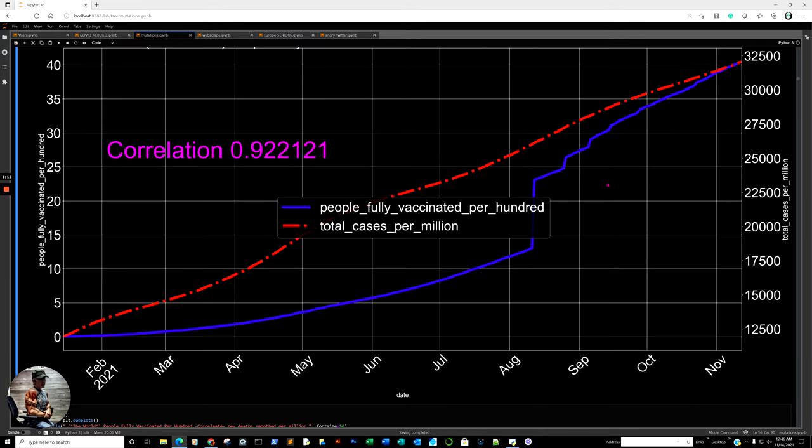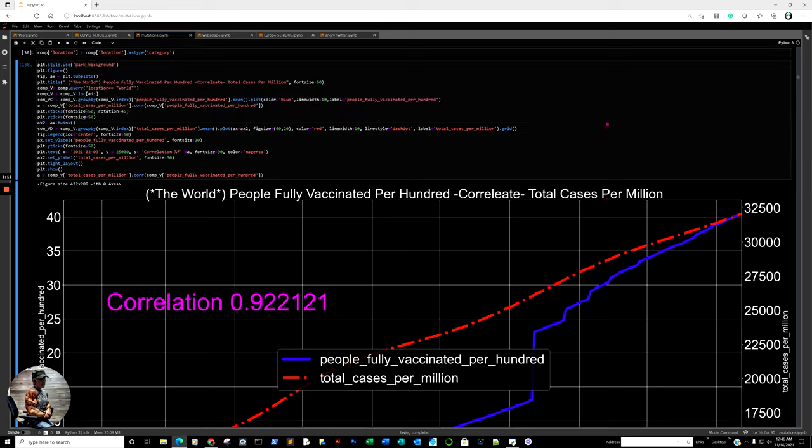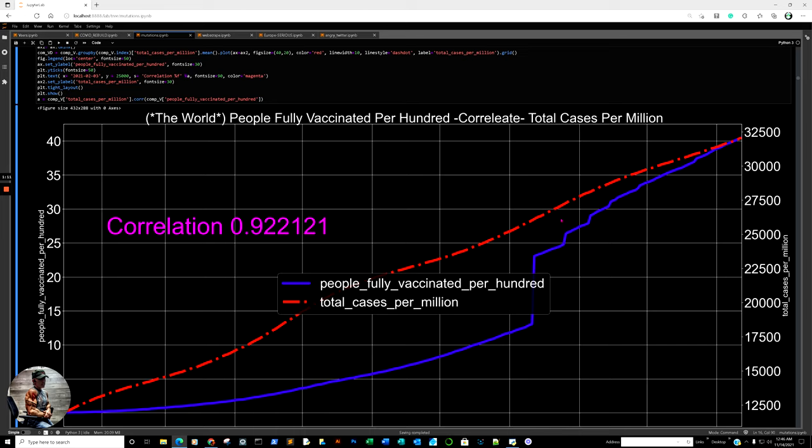This one always amazes me. This is people fully vaccinated per 100. This is total cases per million. Blue is the total cases per million. Red is the people fully vaccinated. The correlation is 0.922121. For those that understand correlation, and correlation is not causation, but a 0.922121, for those familiar with that statistic, you tell me, is that bizarre or what?